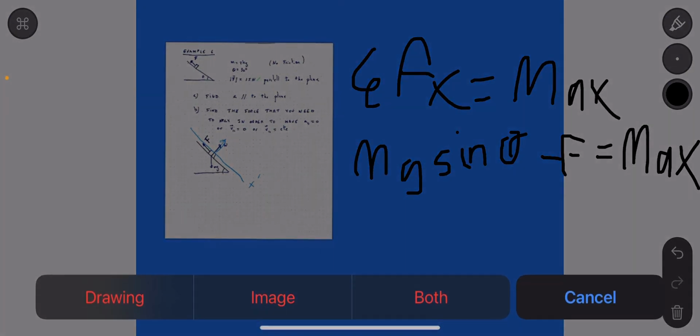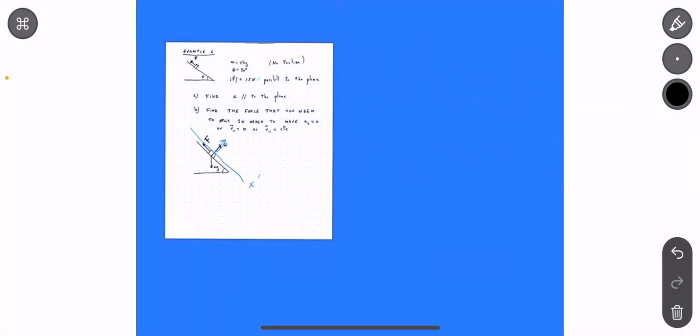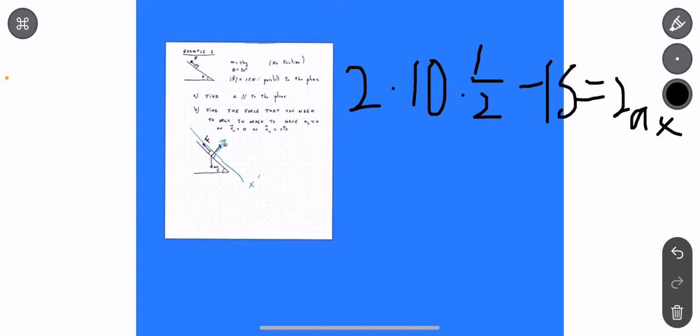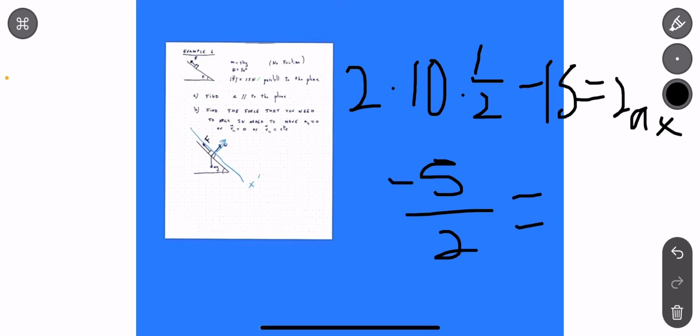And when we plug in those numbers for the mg sine theta, we get 2 times 10 times 1/2, minus 15. And that's going to give us 2ax right here. Sorry, I forgot to write that in. And once we get that, it's going to be 2 times 10 minus 15, and then that's going to leave us with negative 5 equals 2ax.